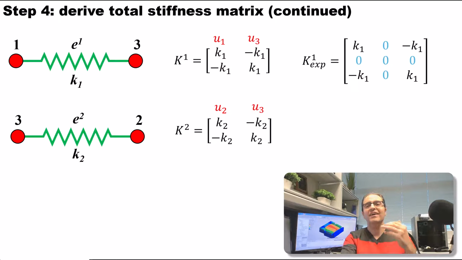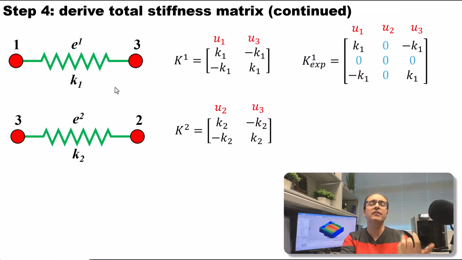So this is a new matrix that we have made. It's called the expanded stiffness matrix for element 1. For element 1, which degree of freedom is missing? You can see that the missing degree of freedom is U2. So what we do is add 1 column of zeros and 1 row of zeros for the associated degree of freedom. And because U2 is the second degree of freedom, we will add that column of zeros and that row of zeros as the second column and the second row.